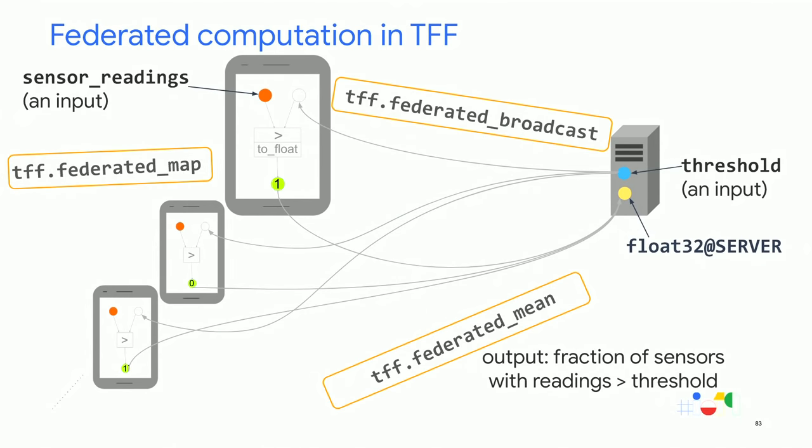So now let's jump back to that example where the model engineer had that specific question of what fraction of sensors saw readings that were greater than that certain threshold. So this is what that looks like in TFF. Our first federated operator in this case is the TFF federated broadcast that's responsible for broadcasting that threshold to the devices. Our next federated operator is the TFF federated map that you can think of as the map step in MapReduce that gets those ones and zeros representing whether their local values are greater than that threshold. And finally, we perform a federated aggregation, so that TFF federated mean, to get the result back at the server.